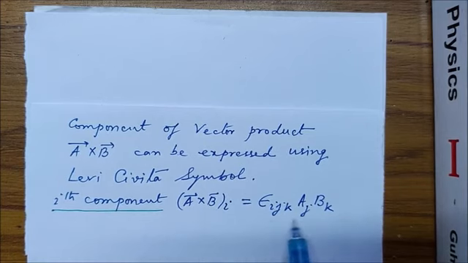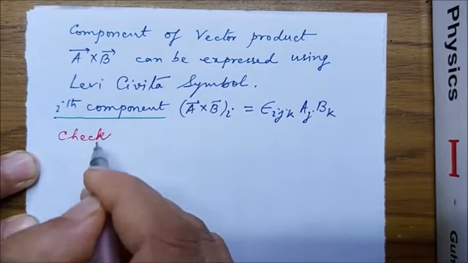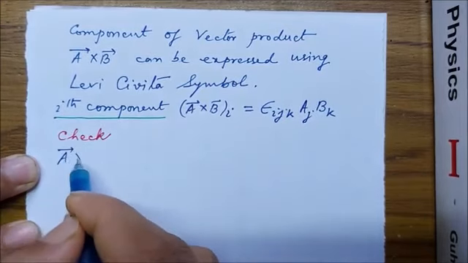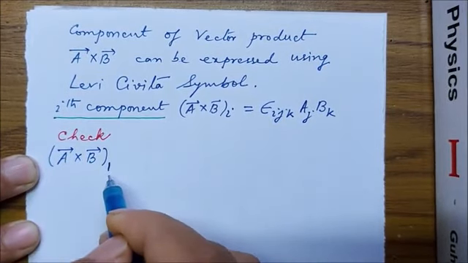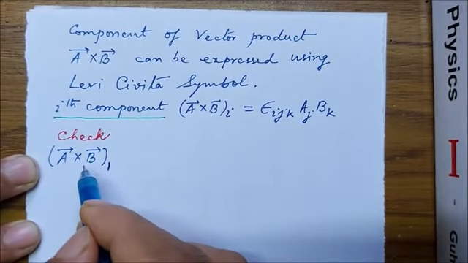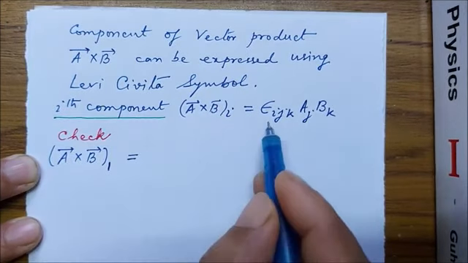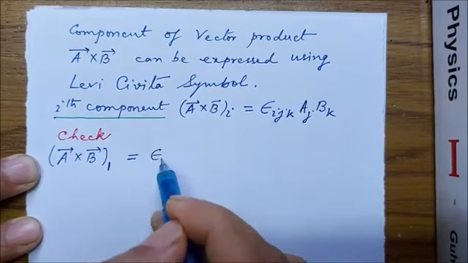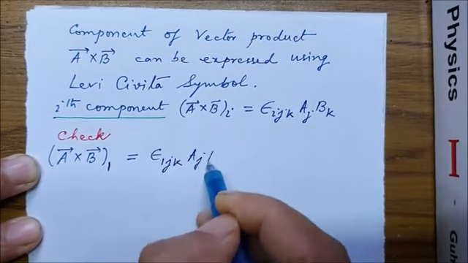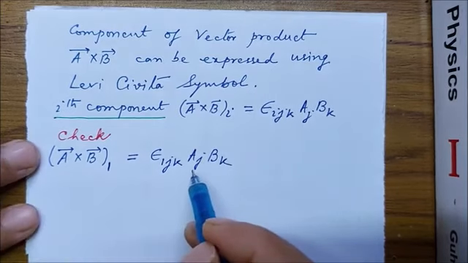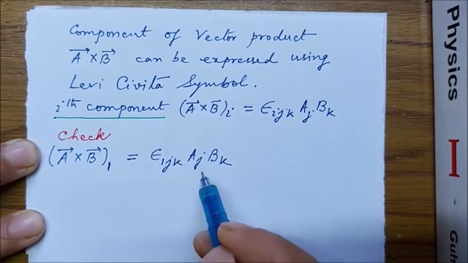Let us check this formula and we will derive the first component of this vector product or cross product A cross B. So this is equal to, instead of i we have 1, so Levi-Civita epsilon_1jk a_j b_k. Now we have to sum over j and k. Now there will be a lot of terms, but only a few will survive.